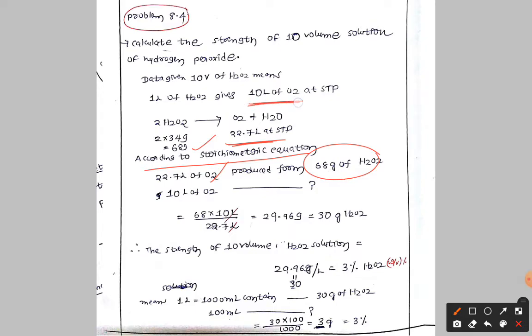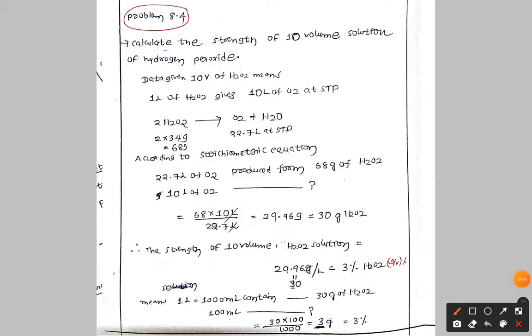But how much do we need here? 10 volume. So for the production of 10 volume, how much hydrogen peroxide do we need? If you go for cross multiplication, 68 grams into 10 liters divided by 22.7 liters. Liters get cancelled, and you are left with grams units. If you simplify, we have 29.96 grams, which is simply 30 grams of hydrogen peroxide.